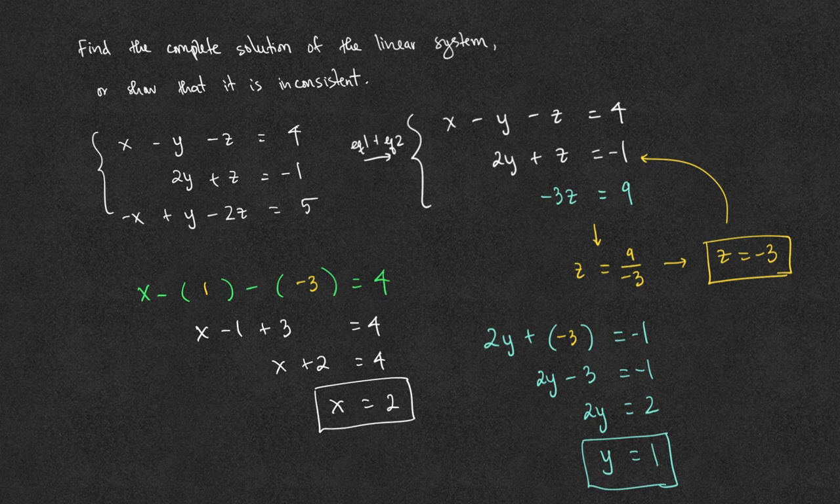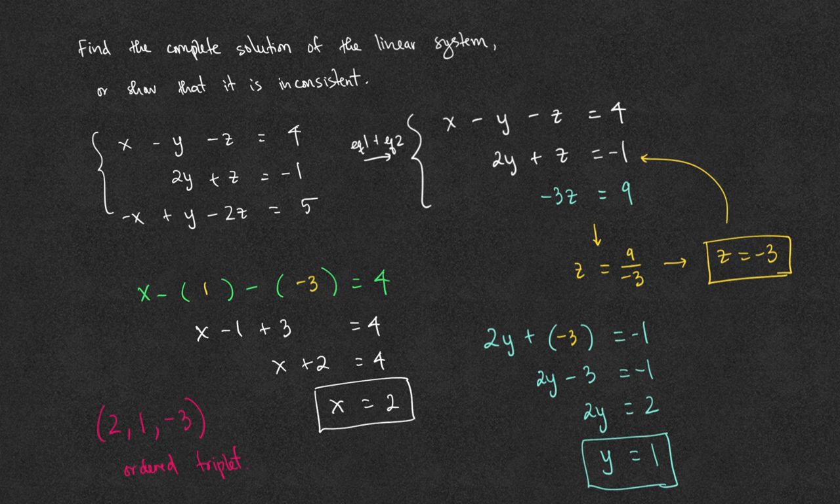The solution to the system of three linear equations of three variables is a triplet where x is 2, y is 1, z is negative 3. It is an ordered triplet. We can check the solution after.